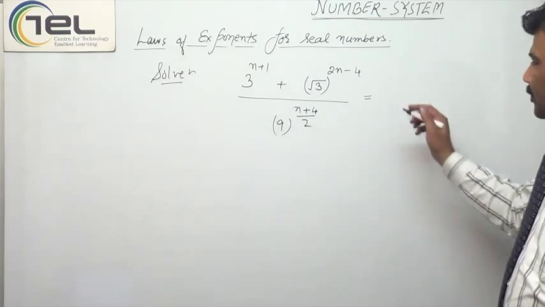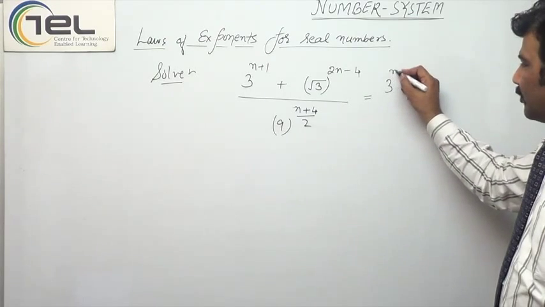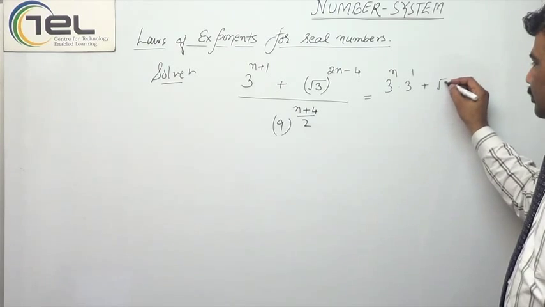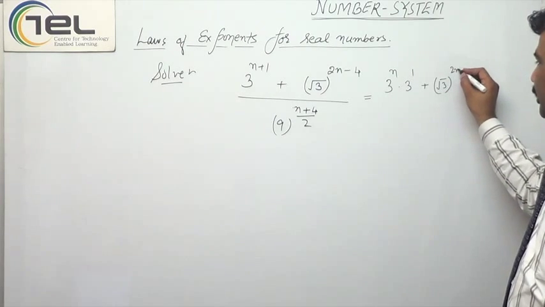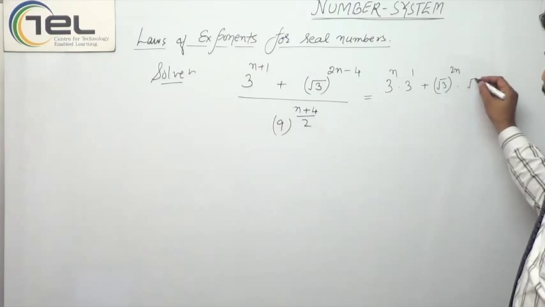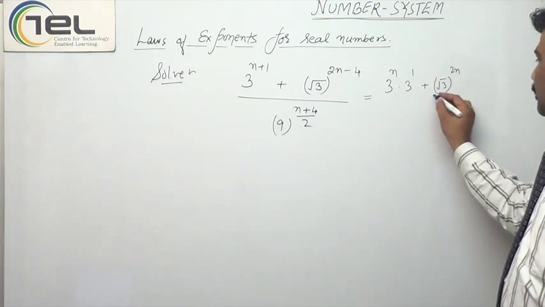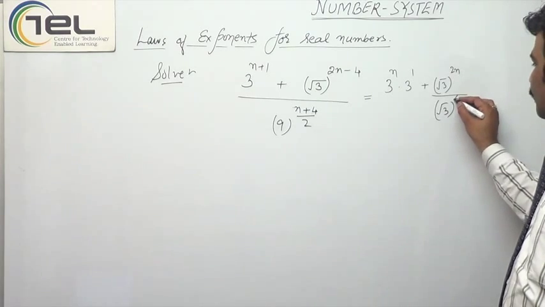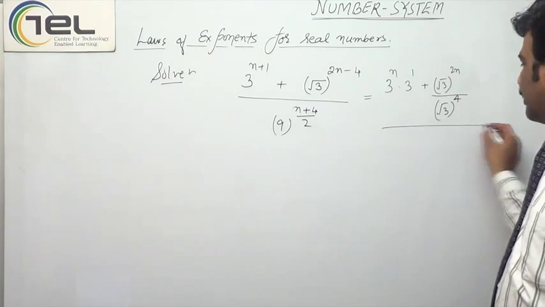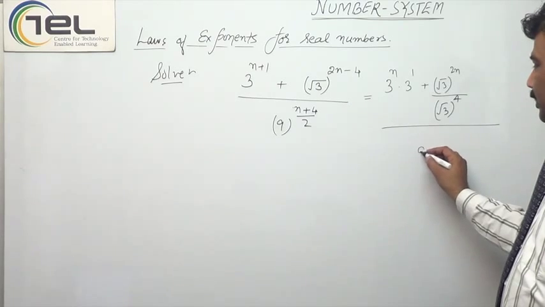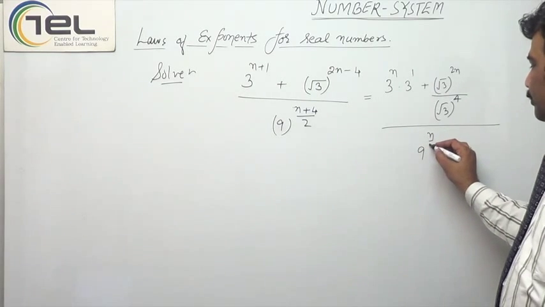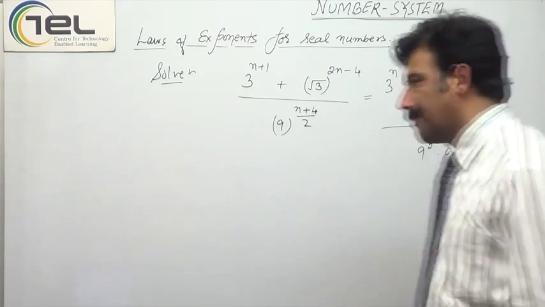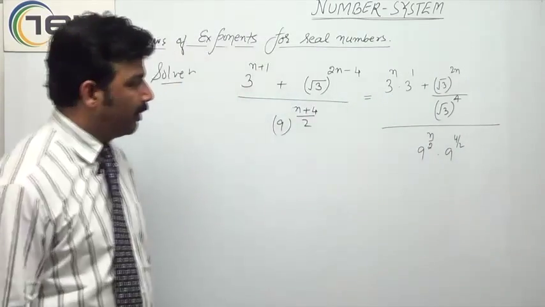Now it becomes easy. Now what we can have is 3 raised to the power n times of (3 raised to the power 1 plus root 3 raised to the power 2n into root 3) upon root 3 raised to the power 4, upon 9 raised to the power n by 2 into 9 raised to the power 4 by 2. This is the thing we can have.